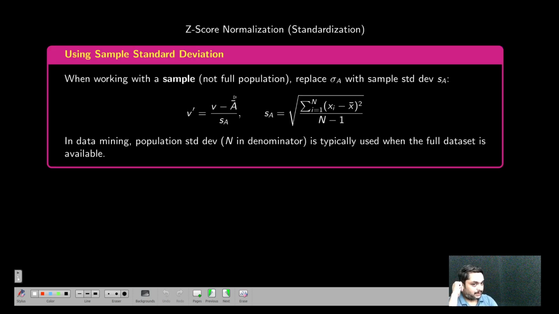So A bar indicates the mean. Okay, S_A indicates the standard deviation of the sample. The formula you already know: square root of summation from i equals 1 to n of (x_i minus x bar) squared, divided by n minus 1. Okay, if it is a sample, you always subtract 1 from n, because of the degrees of freedom concept.